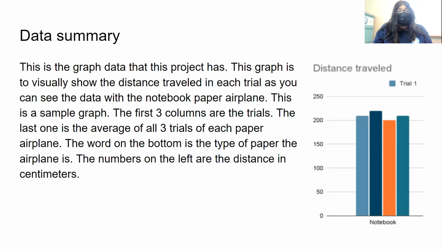This is the graph data that this project has. This graph is to visually show the distance traveled in each trial, as you can see the data with the notebook paper airplane. Right there on the right is a sample graph. The first 3 columns are the trials. The last one is the average of all 3 trials of each paper airplane. The word on the bottom is the type of paper the airplane is. The numbers on the left are the distance in centimeters.